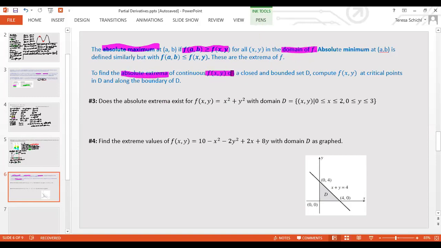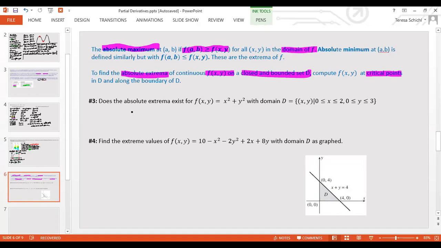So how do you find the absolute extrema? You find it on a closed and bounded set and compare it to the critical points, just like we did in Calc 1, but Calc 1 is pretty simple. You just need to plug in the two endpoints of your interval. Let's take a look at example 3. Does the absolute extrema exist for f of x, y equals x squared plus y squared, with domain x from 0 to 2 and y from 0 to 3?